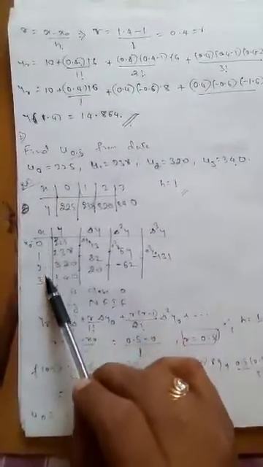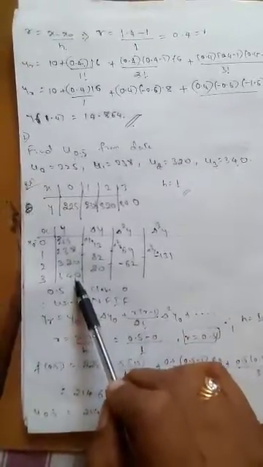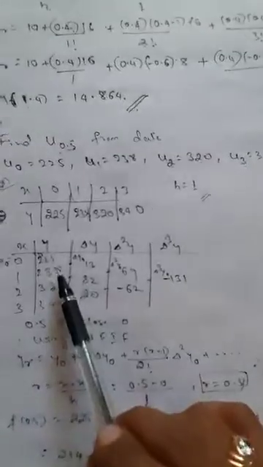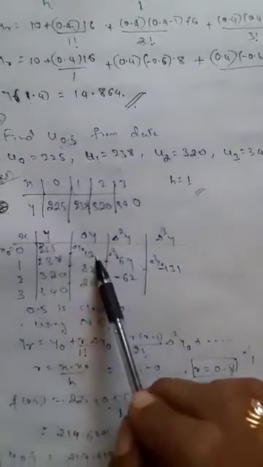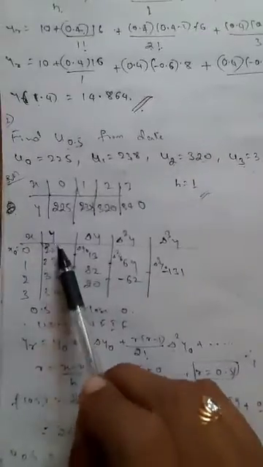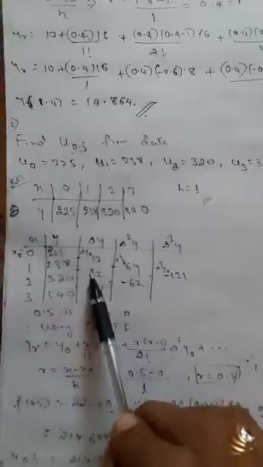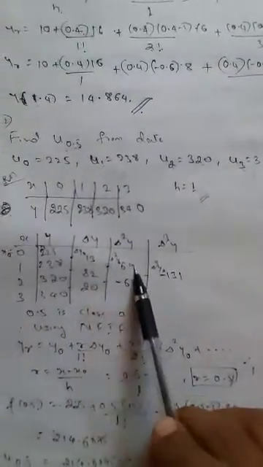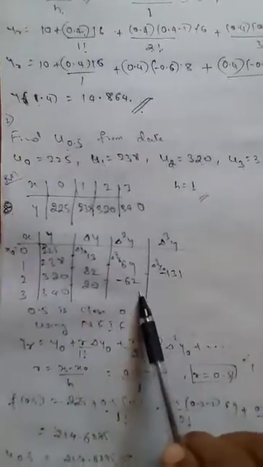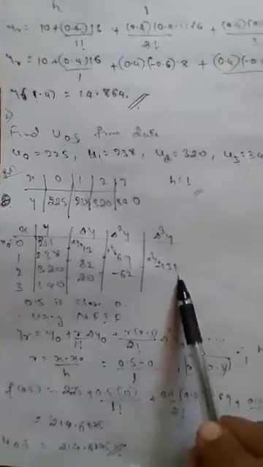Then apply it in the difference table. X is 0, 1, 2, 3 and y is 225, 238, 320, 340. After subtraction, the first differences are 238 minus 225 is 13, 320 minus 238 is 82, and 340 minus 320 is 20. Then 82 minus 13 is 69, 20 minus 82 is minus 62, and minus 62 minus 69 is minus 131.